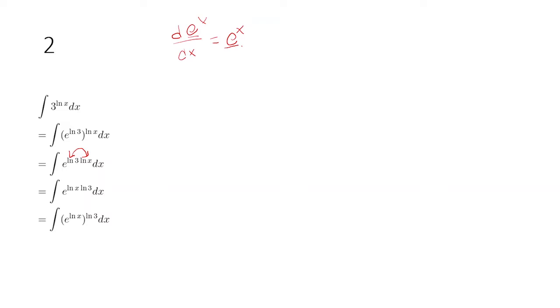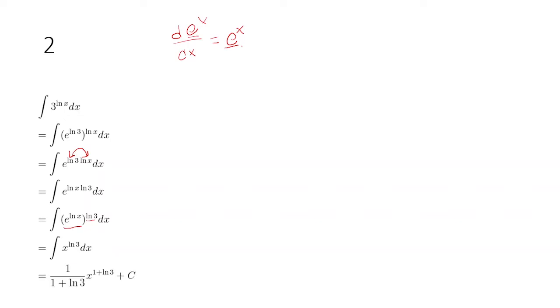Or we can just put it in parentheses to help us understand it more. So it will be e to the power of ln x, all of that to the power of ln 3. Now we must remember that e to the power of ln x is nothing but x, so it'll be x to the power of ln 3. Now we can do the reverse power rule like earlier.